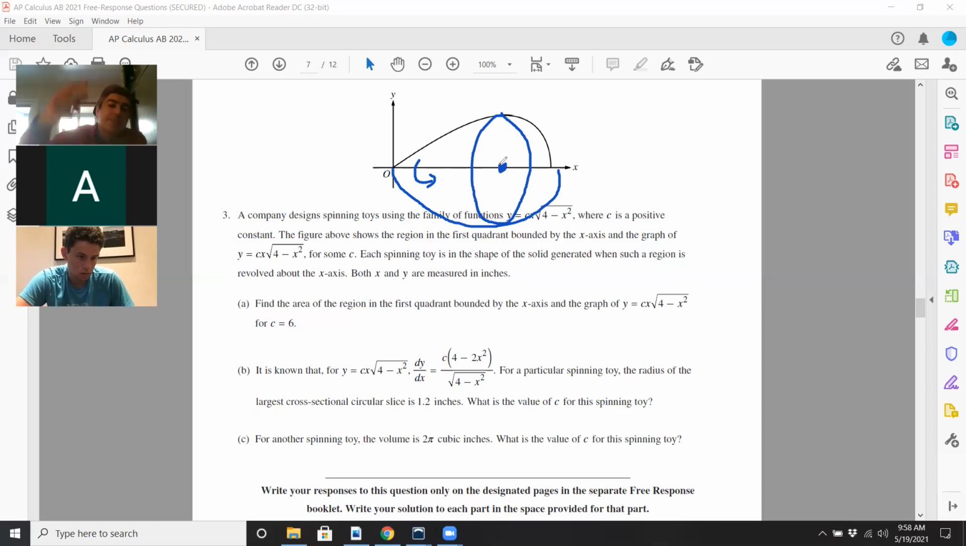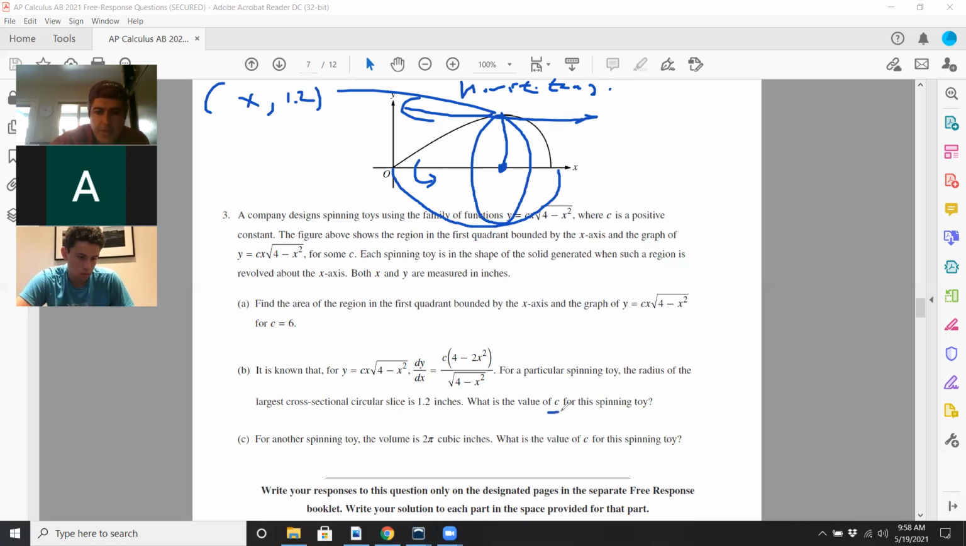So if you're rotating this around the x-axis, you can generate the solid, and the large circle cross section will be wherever we see this peak. So it's going to be at the horizontal tangent, right? So a horizontal tangent here. And apparently they say that the radius is 1.2. So I know the y value here is 1.2. I don't know what the x value is there just yet. But they want you to solve for it.